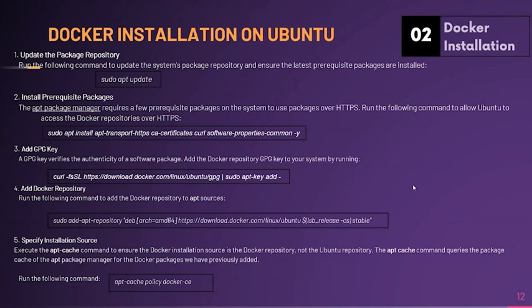The apt package manager will require a few prerequisite packages on the system to use over HTTPS. So we will need to run the command below to install, which is sudo apt install apt-transport-https ca-certificates curl software-properties-common. The next one is add GPG key.